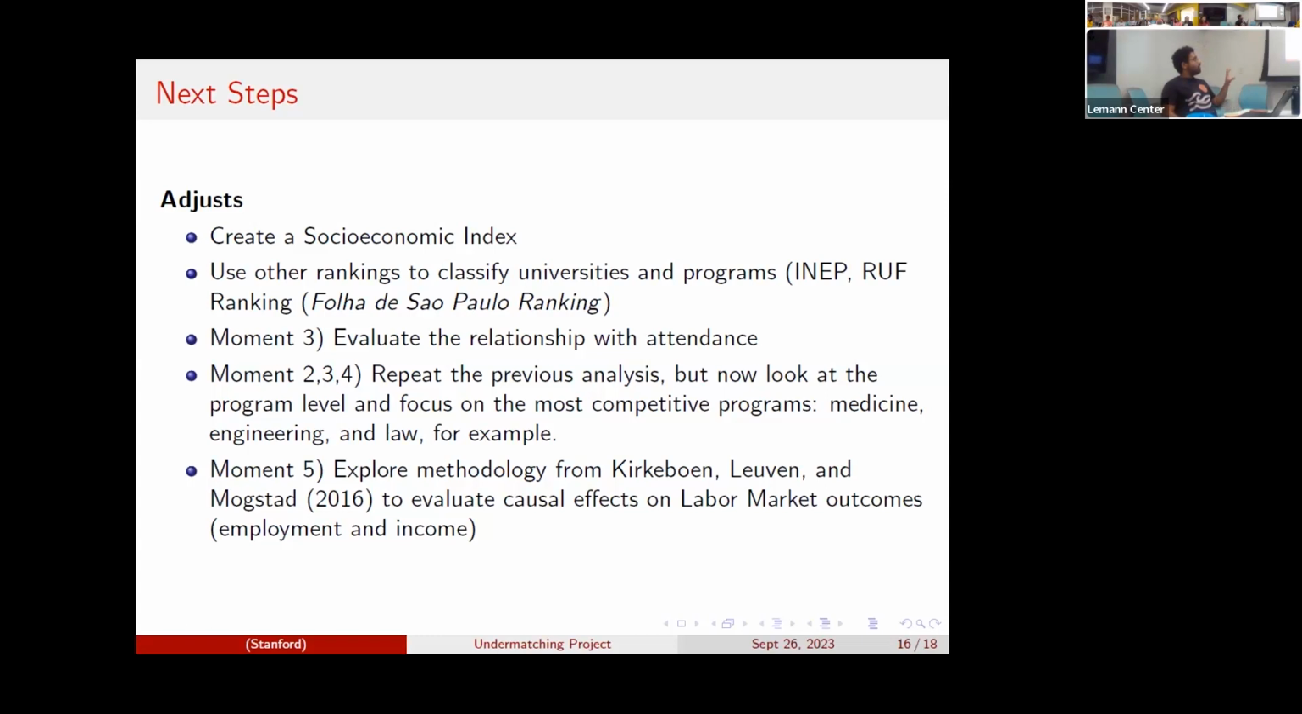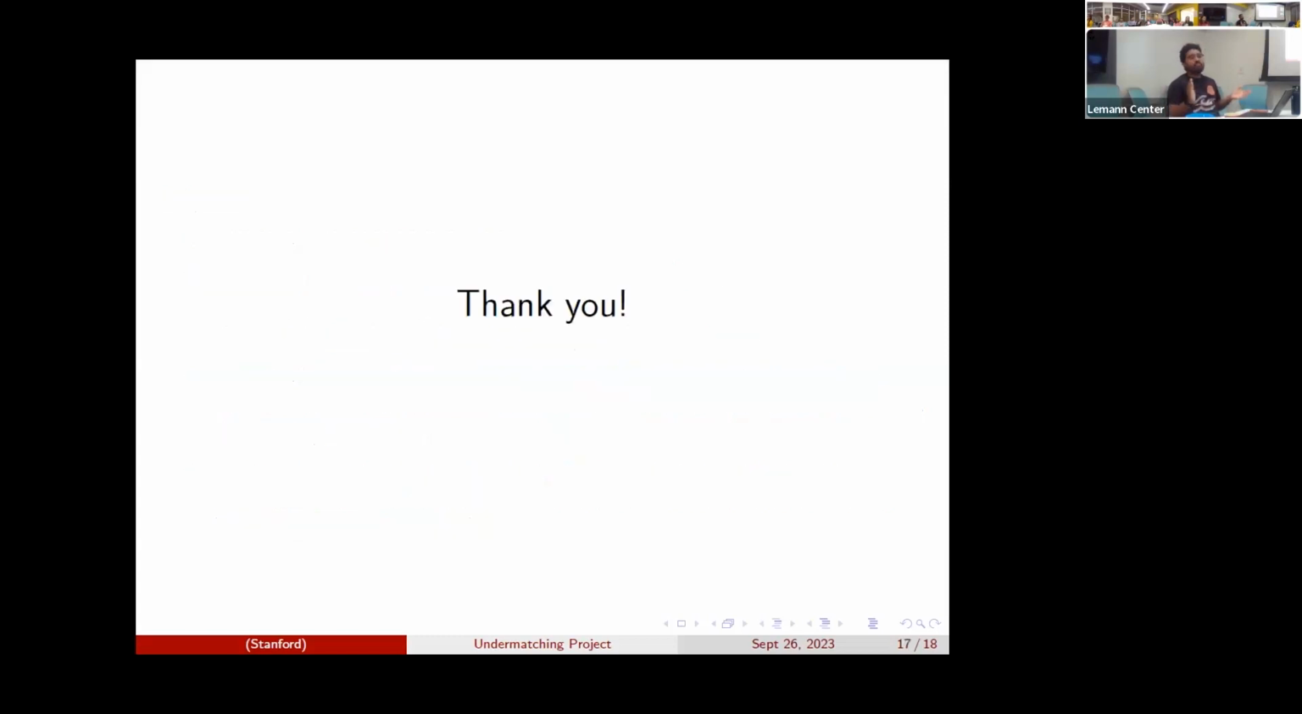And for moment 5, since this first part that you saw is more of a descriptive analysis, to get into the causal side we want to understand potential effects on labor market outcomes, given their choices of program they decide to apply to. And we're following this methodology from 2026. And that's it.